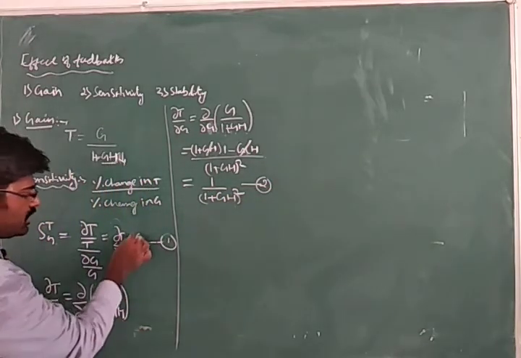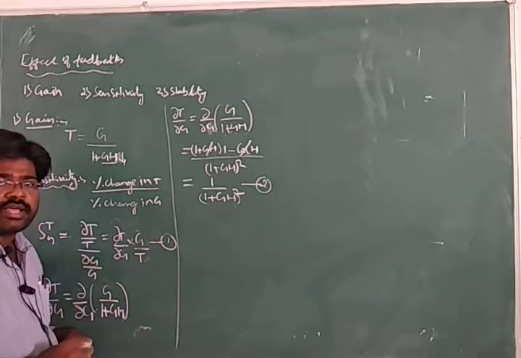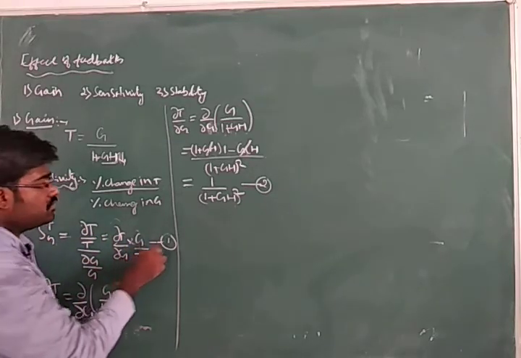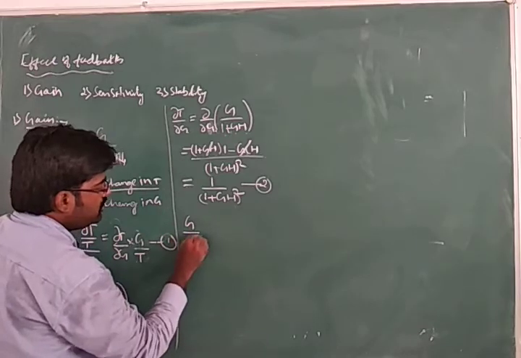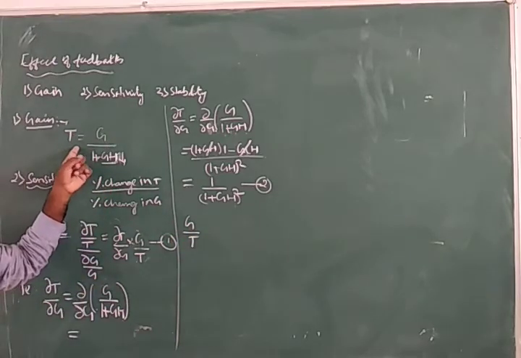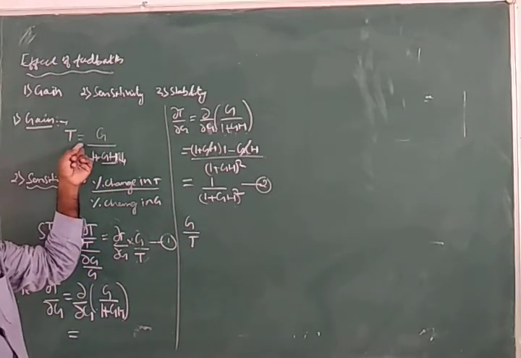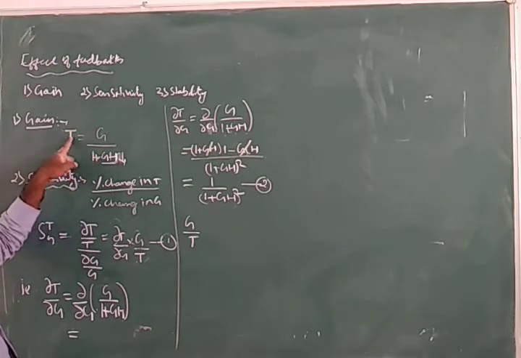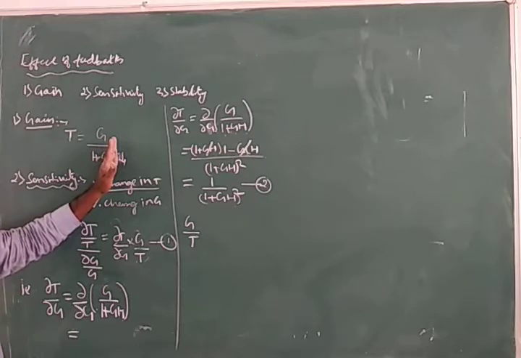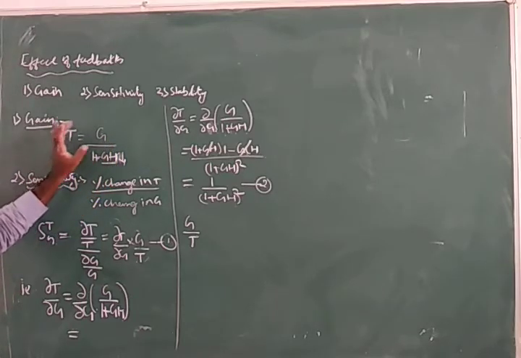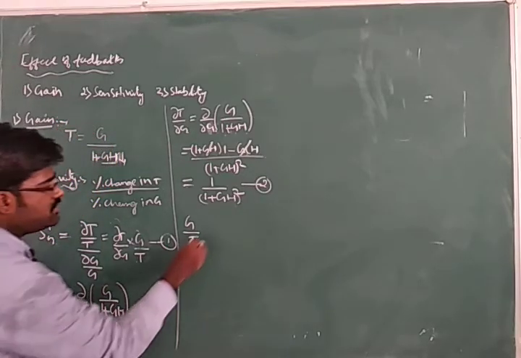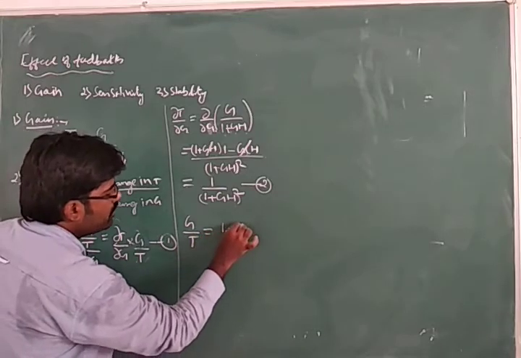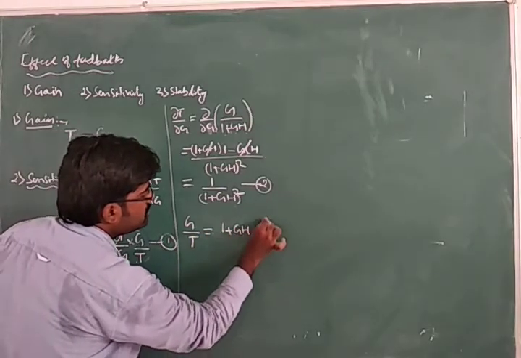Now come to the other part of the expression, G by T. From the transfer function formula, this you take into the denominator side, and this will go to the numerator side. The given equation in G by T can be written as G by T is equal to 1 plus GH. This you call equation number 3.